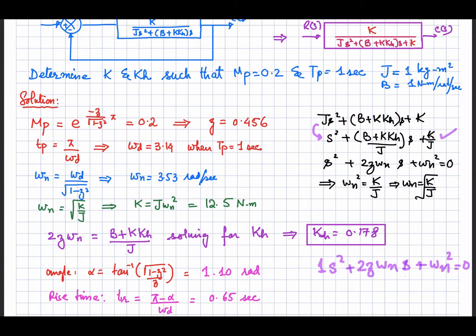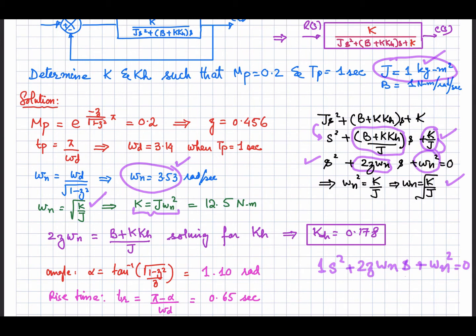If we divide by J, we get this equation. And now if I compare it with this standard second order equation, 2 zeta omega n is equal to this part, and omega n square is equal to this part. So omega n square is equal to K by J, so omega n is equal to the square root of K by J. So from here I can write that K is equal to J into omega n square, and we have calculated omega n, that is 3.53. J is given to us in the question, so that is 1. So taking that value, we will get that K will be equal to 12.5 Newton meter.